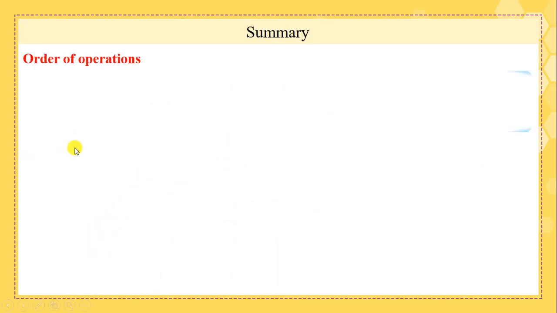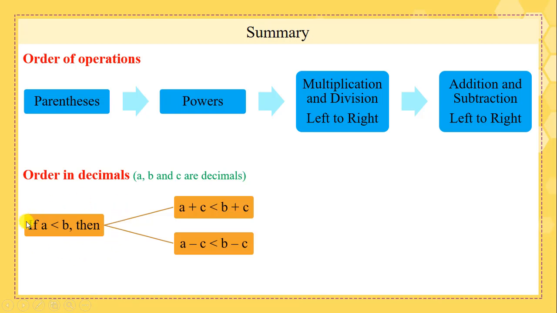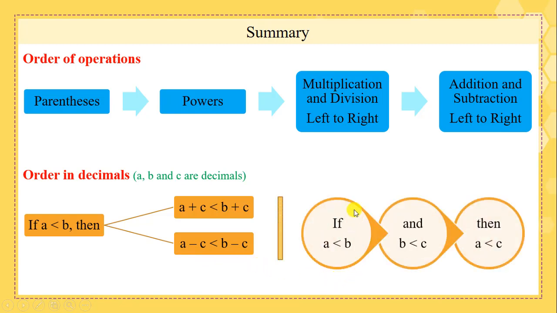Order of operations: we start by parentheses, then powers, then multiplications and divisions from left to right, then additions and subtractions from left to right. Order in decimals. First property: if a less than b, then a plus c less than b plus c, and a minus c less than b minus c. Second property: if a less than b and b less than c, then a less than c.